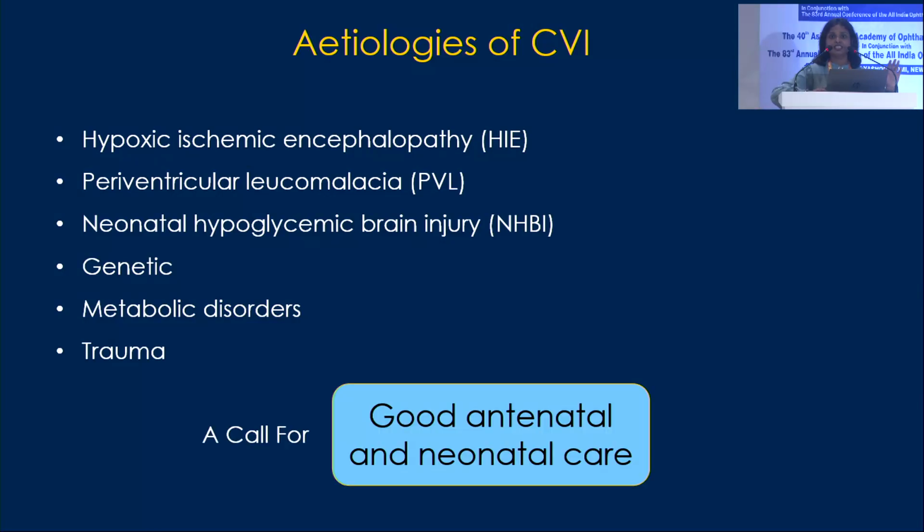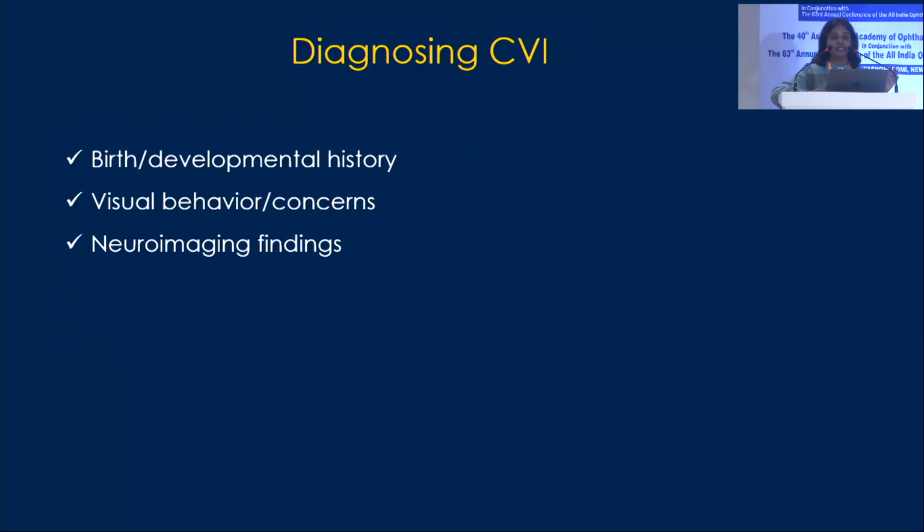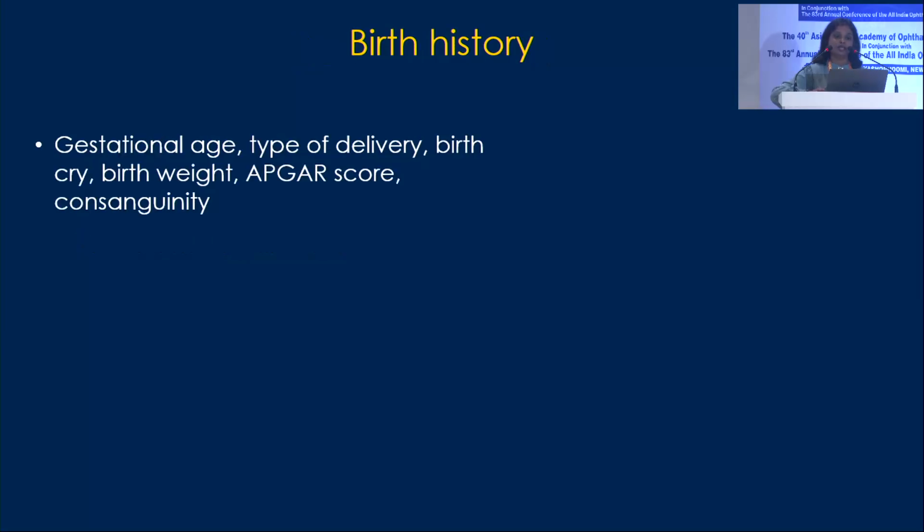So this is a clear call for good antenatal and neonatal care, especially if we are to avoid the top causes of CVI. And how do we go about diagnosing CVI? It's not very easy. These are the three most important parameters that are used by pediatric neurologists and pediatric neuro-ophthalmologists: the birth and the development history, visual behavior, and the visual concerns that are observed during the examination or as reported by the parents or primary caregivers, and more importantly, the neuroimaging findings.